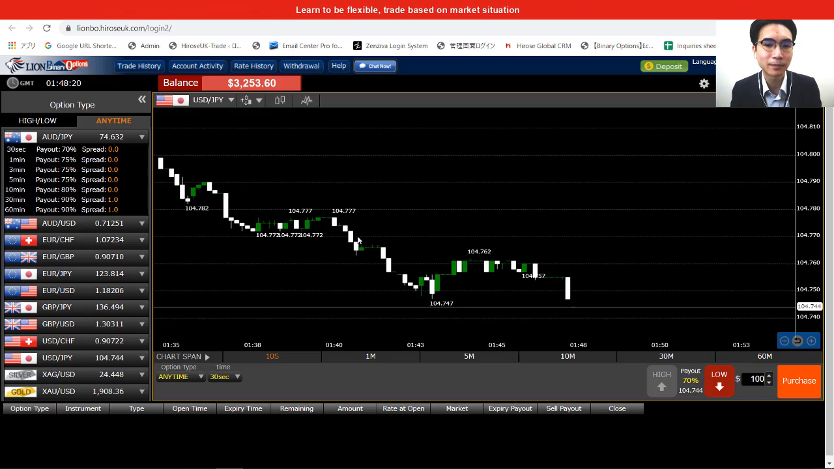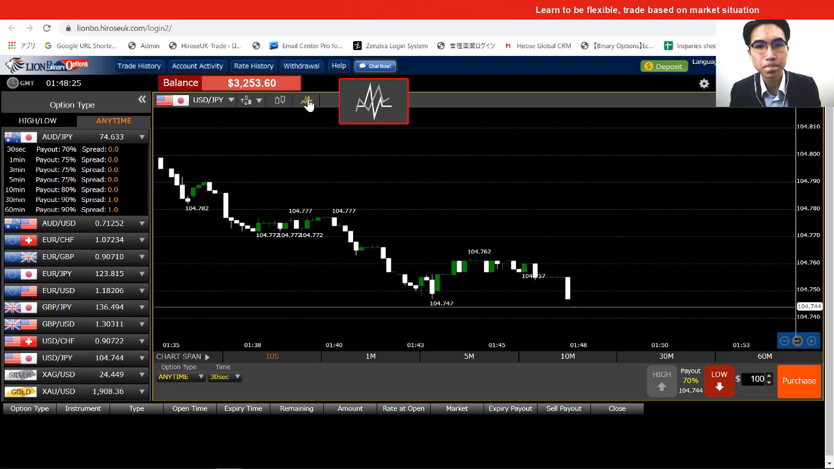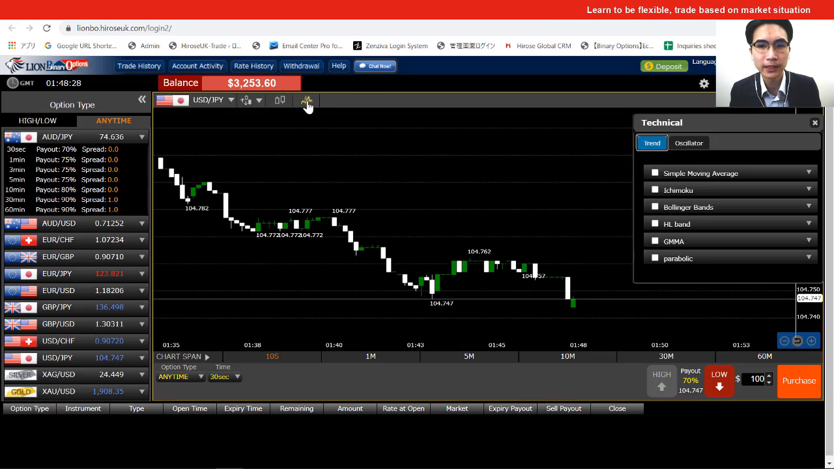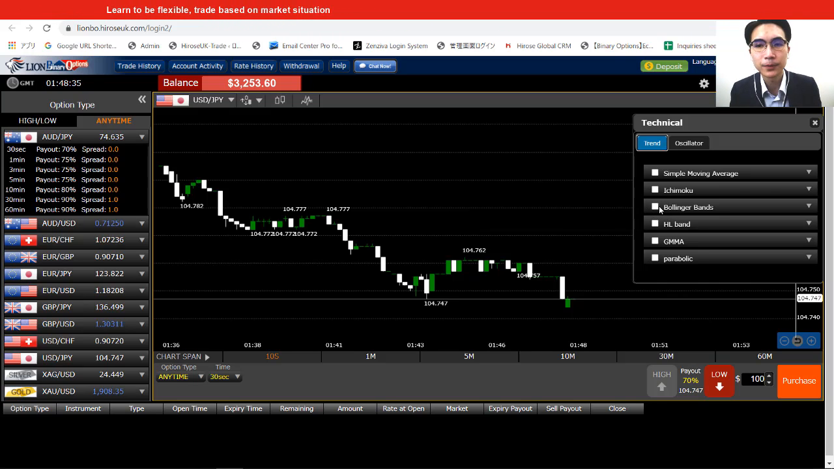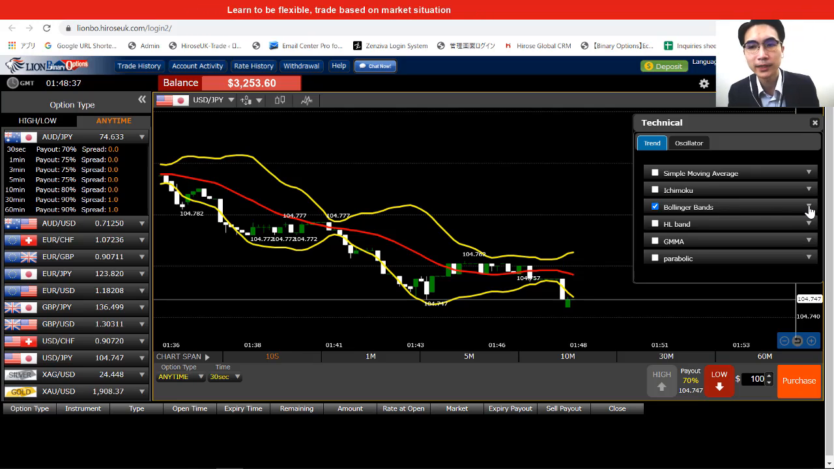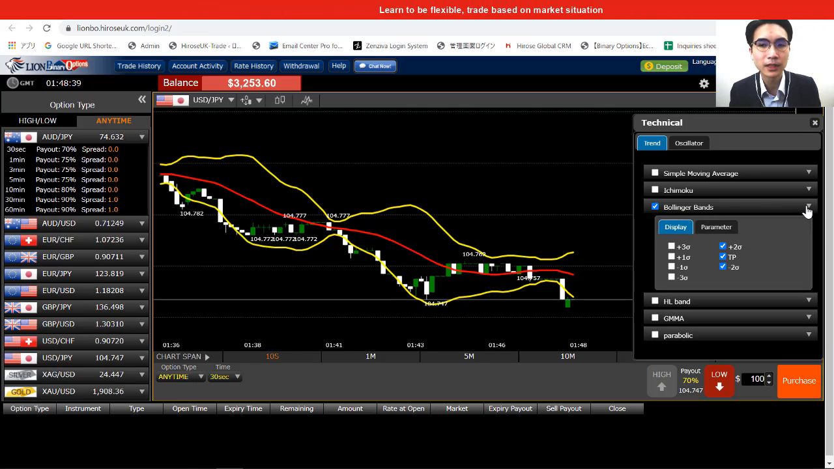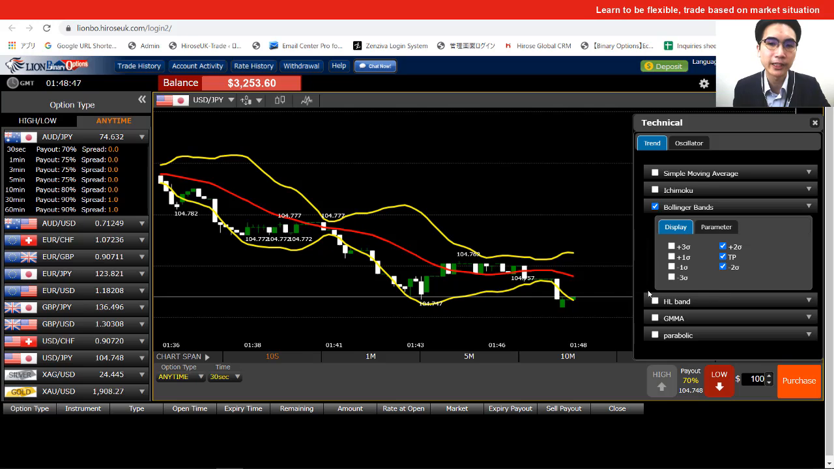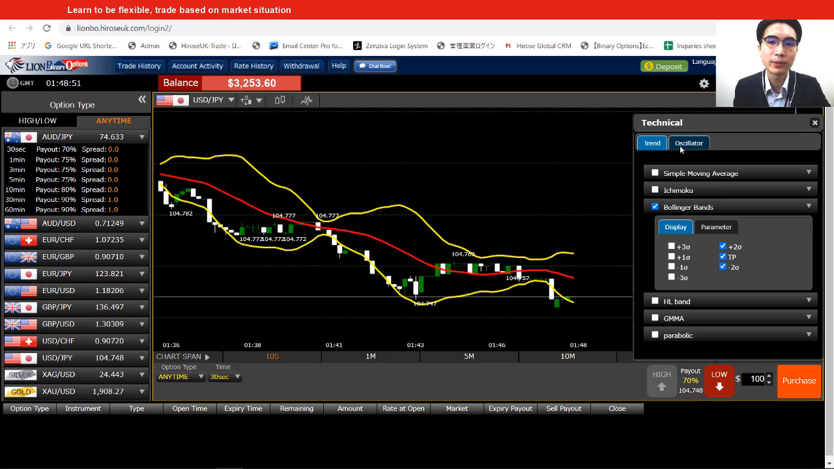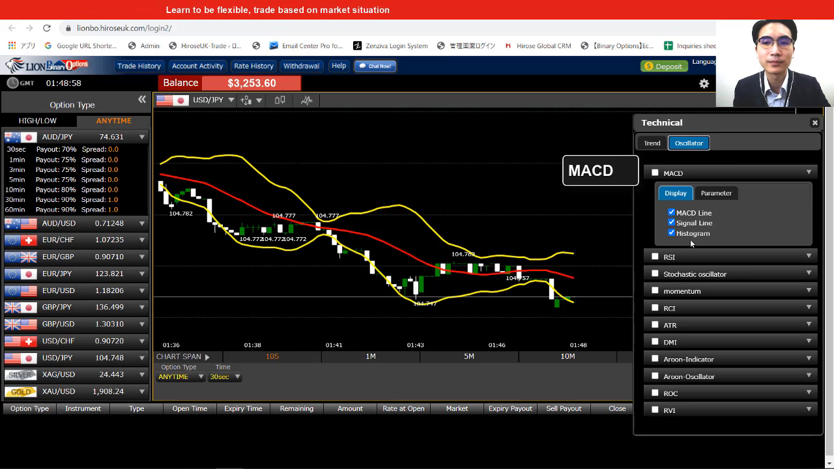Okay, so let's set up the indicators first. Go to technical indicator, and then we'll choose the Bollinger Bands. That's the first indicator that we're gonna use for today. Put a tick on Bollinger Bands and then open the drop down. In here we need to deselect all the lines on the left, and keep the one on the right, and then we will have 3 lines on the chart, and that's all we need for the Bollinger Bands.